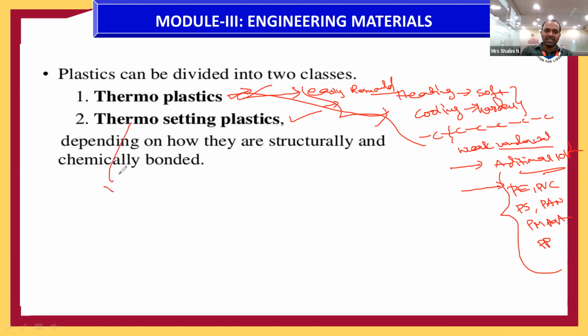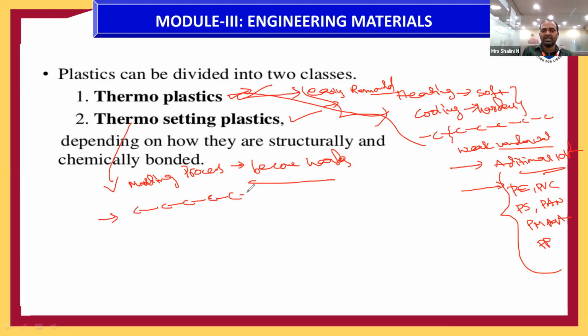Now coming to thermosetting resins. Under the molding process they become hardened. We can't soften them again. Such materials are called thermosetting plastics. In thermosetting plastics, three-dimensional cross-linked structures of polymer compounds are formed. Three-dimensional means like this.